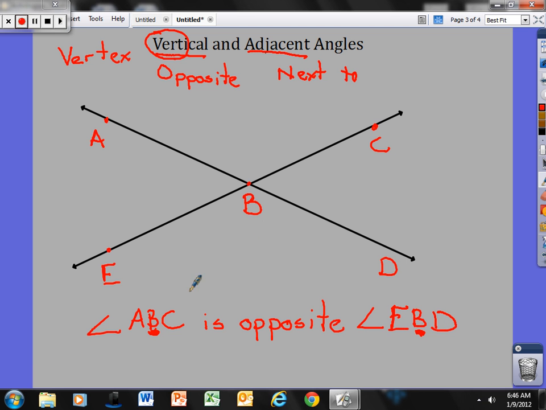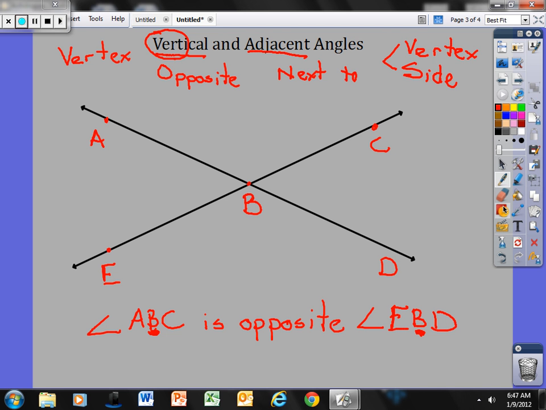Okay. Now, when we notice in vertical angles, they share the same vertex. What we notice about adjacent is they're going to share the same vertex, and they're also going to share a common side. So they have to have two things to be adjacent angles. To be adjacent angles, they have to share the same vertex and the same side. So I'm going to try to choose a different angle this time. I'm going to highlight it again. I'm going to choose angle ABC.